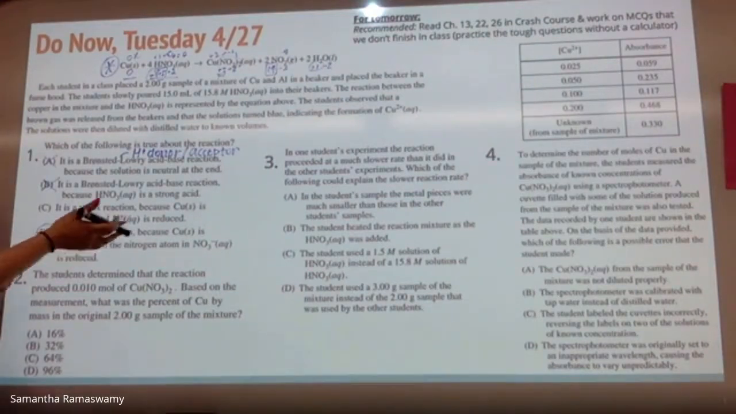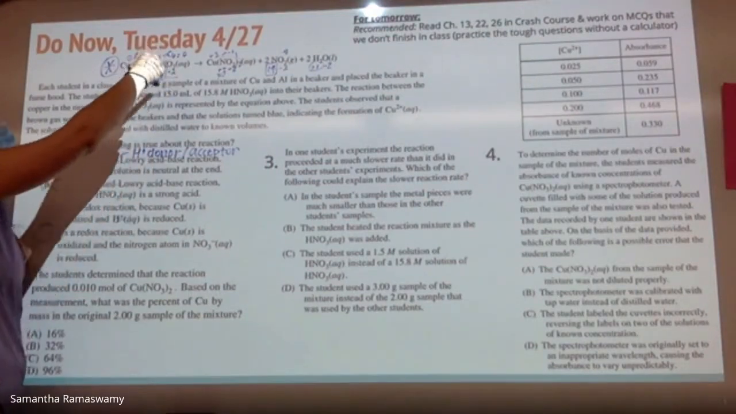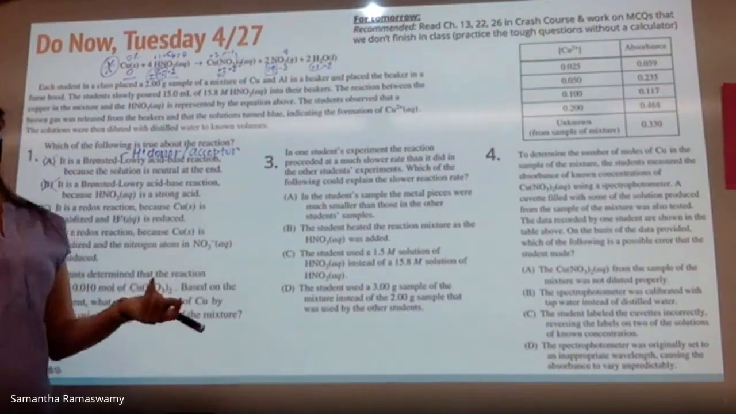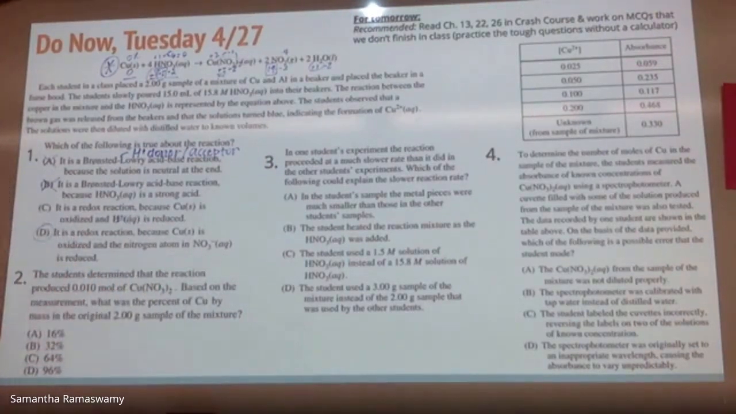I had a question in the other class. Well, what if nitrogen went to +6 and down to +4? Can you have one atom being oxidized and reduced at the same time? The answer is yes. You can have an oxidation and reduction of the same atom as long as you have an oxidation reaction and a reduction reaction occurring. Doesn't matter if it's the same atom or different atoms.